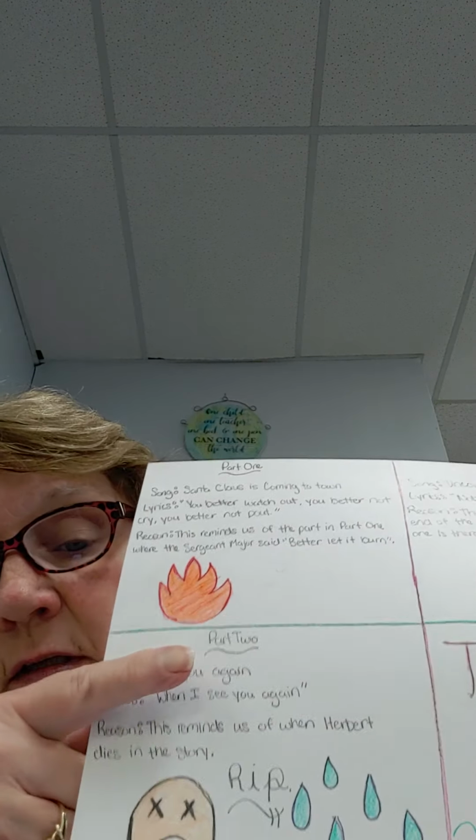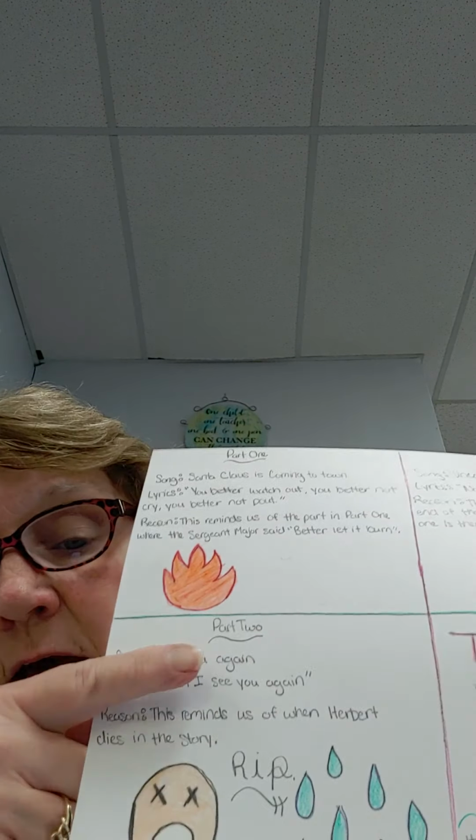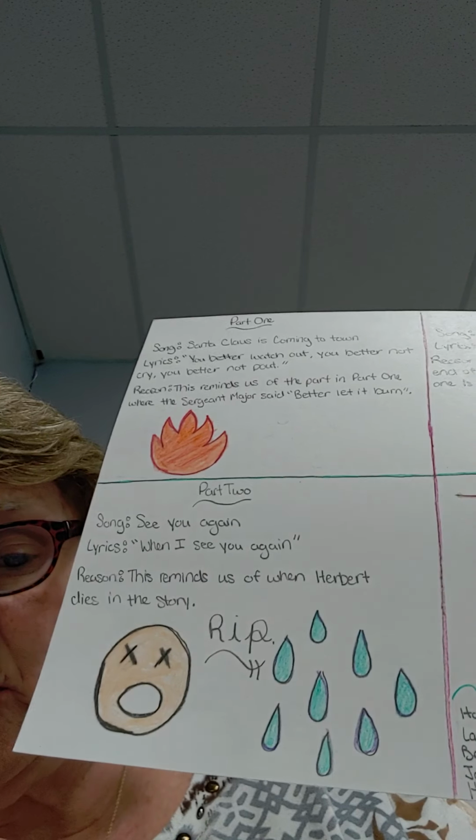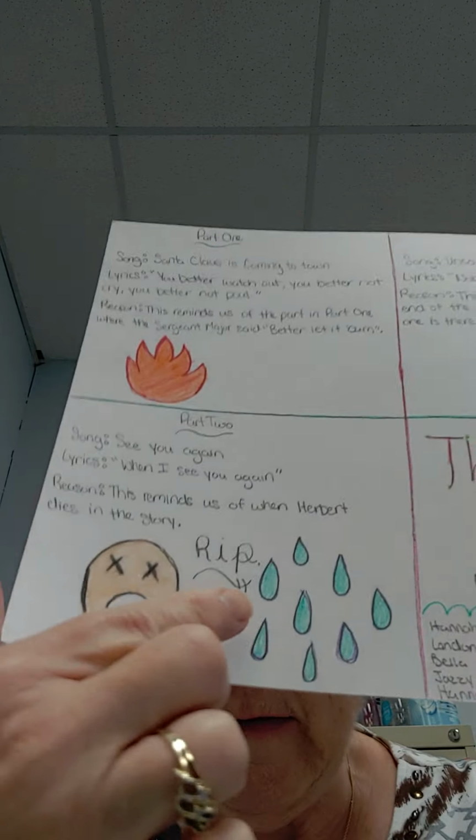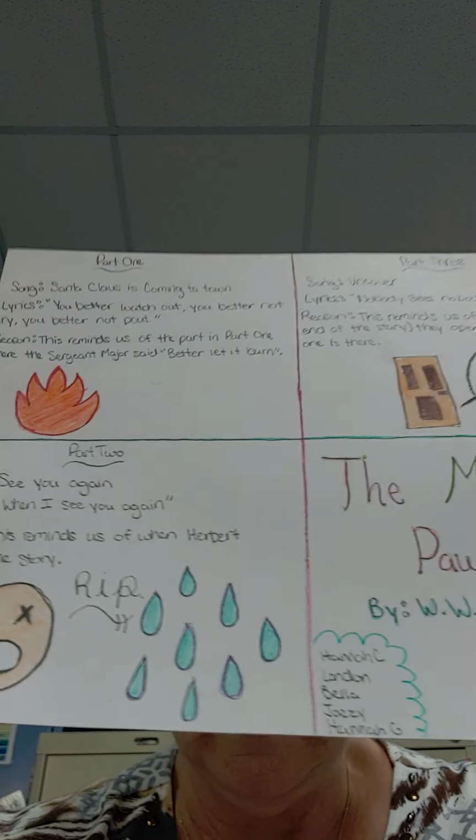So for instance, here you have part 2. Right here is part 2, if you can see that. And then it says song, and they wrote the song, and then a little bit of the lyric, and then did some illustrations. So you're going to have to do some illustrations as well. This one is song, See You Again, lyrics, "when I see you again," which really isn't enough lyrics, so they're going to have to add to that. And the reason, this reminds us of when Herbert dies in the story. So it needs to be a little more specific than that. And then you have illustrations. You can either draw or cut out pictures and attach them. So it does have to have some illustrations.